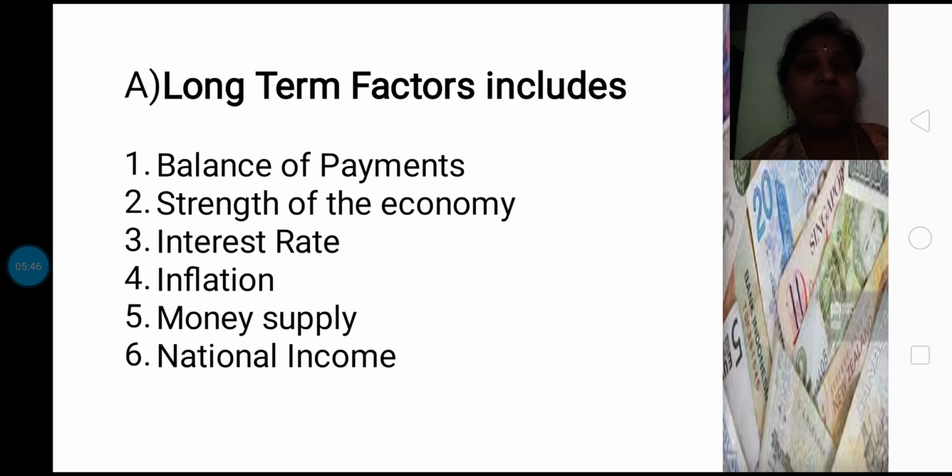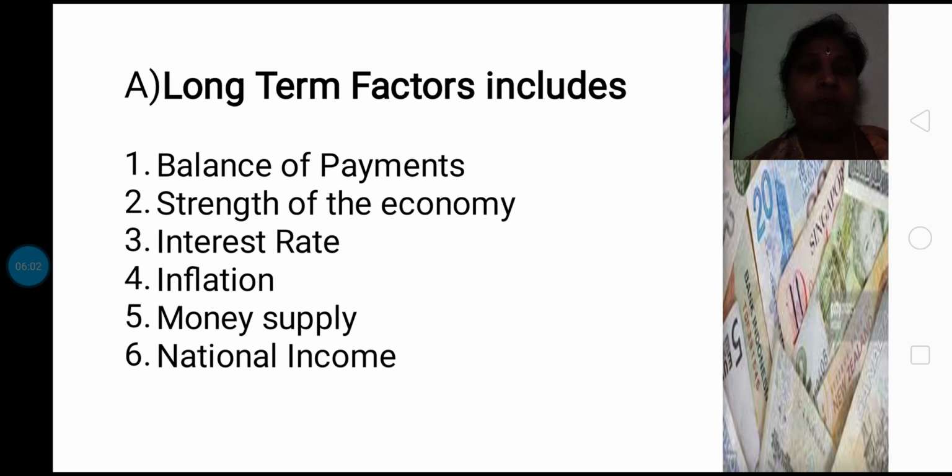That's the reason why all central banks of the country will always control inflation, so that the currency value will also be stable of any country. So inflation will have an impact on the exchange rate.